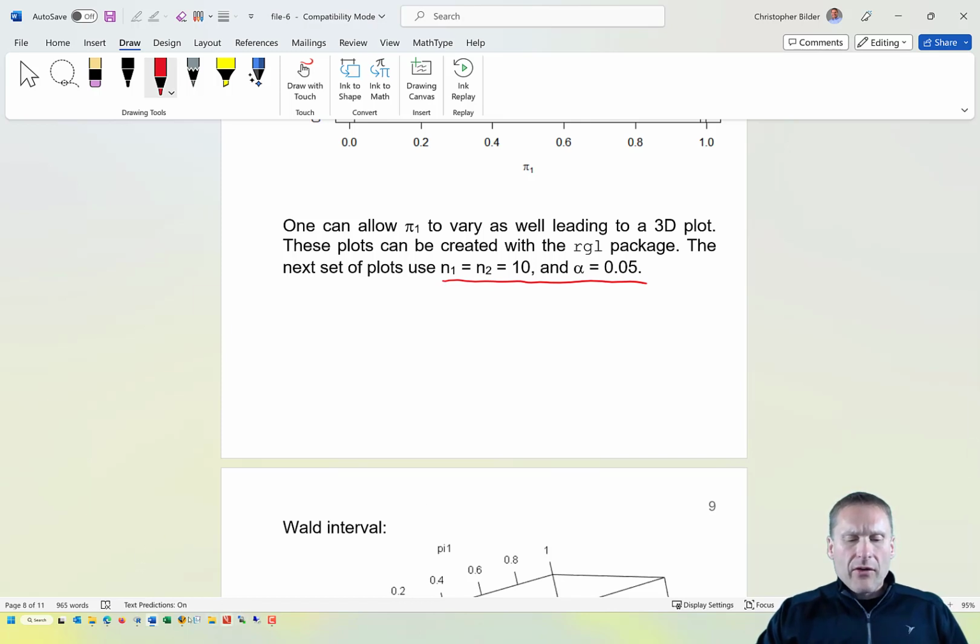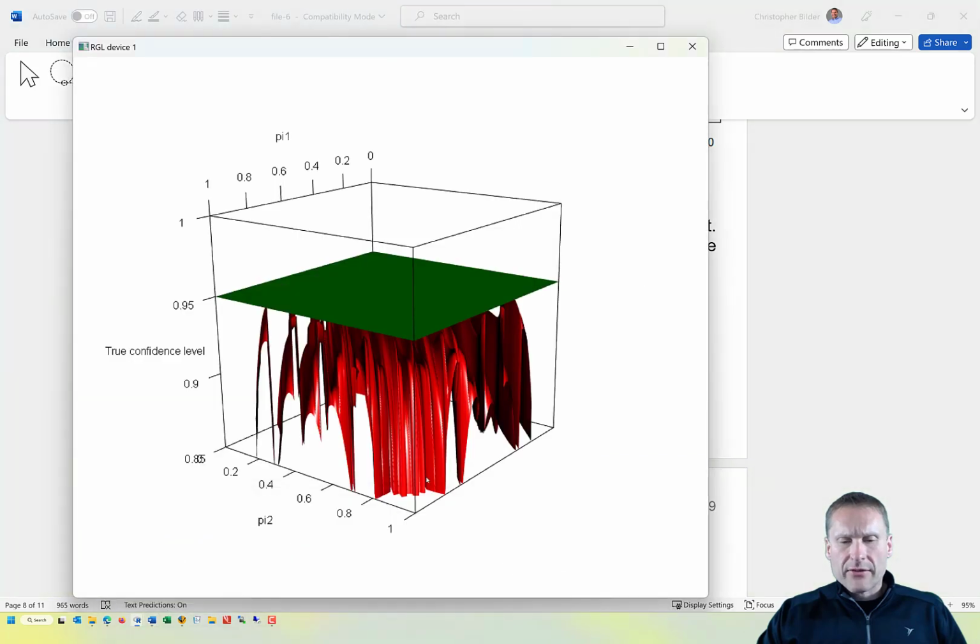Okay, so I've actually run through the code here, and let me bring up one of the plots. So what we have here, if you see where my mouse is, we have possible values of pi2, ranging from 0 to 1. And then also, on the other axis here, we have possible values of pi1. It just so happens that R is labeling it up there instead.